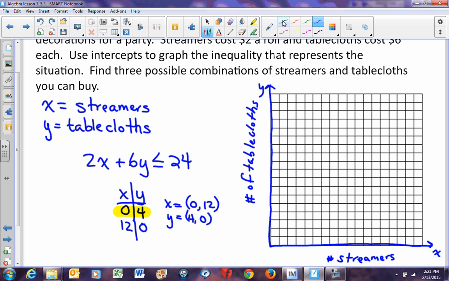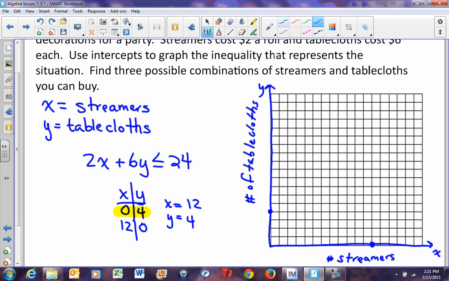Okay, so I cross my x-axis at 12. Excuse me, I got that wrong. Not 0, 12, well that's the point. I cross the x-axis at 12, and I cross the y-axis at 4. So x-axis at 12, so 1, 2, 3, 4, 5, 6, 7, 8, 9, 10, 11, 12. There's where I cross the x-axis. I cross the y-axis at 4. 1, 2, 3, 4. Or in other words, the point 0, 4 and the point 12, 0.